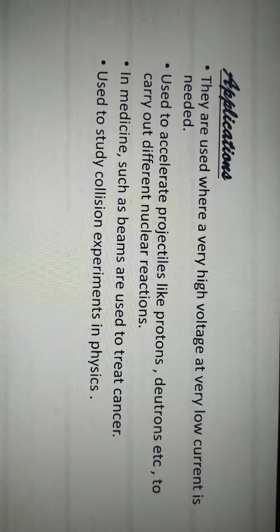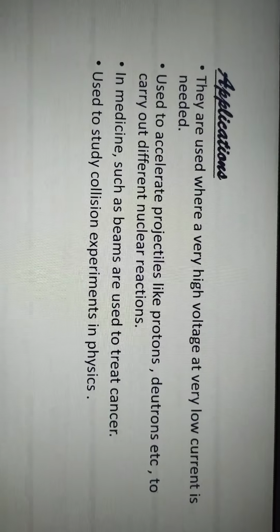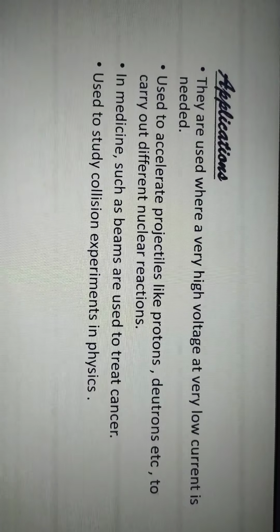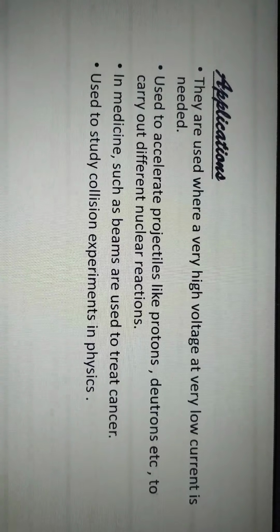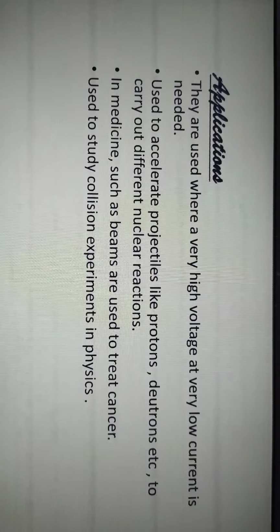Application. They are used where a very high voltage and very low current is needed. It is used to accelerate projectiles like protons, neutrons, etc. to carry out different nuclear reactions. In medicine, such beams are used to treat cancer, and it is used to study collision experiments in physics.